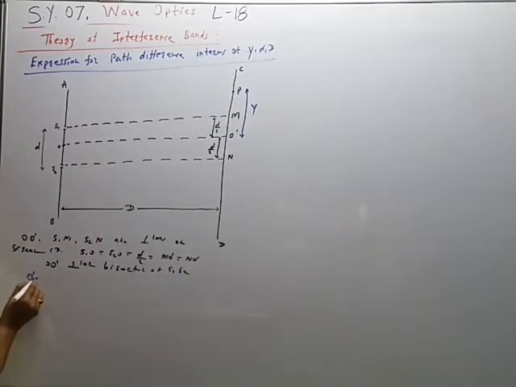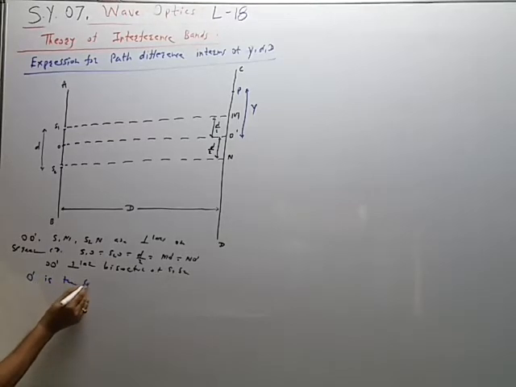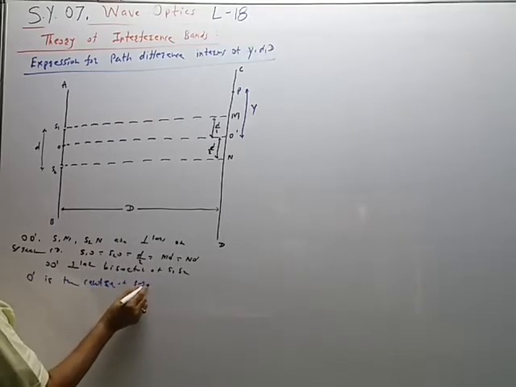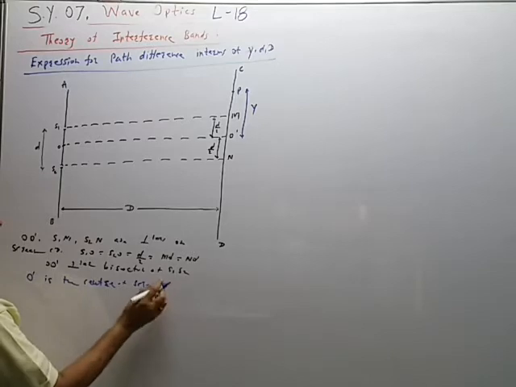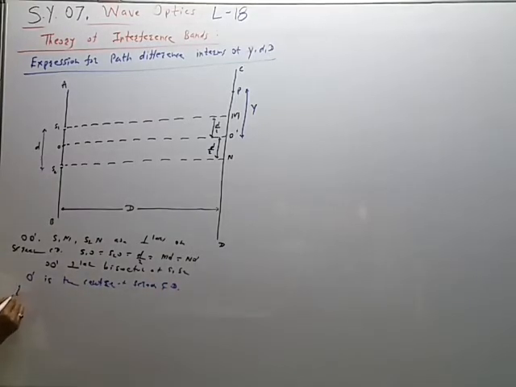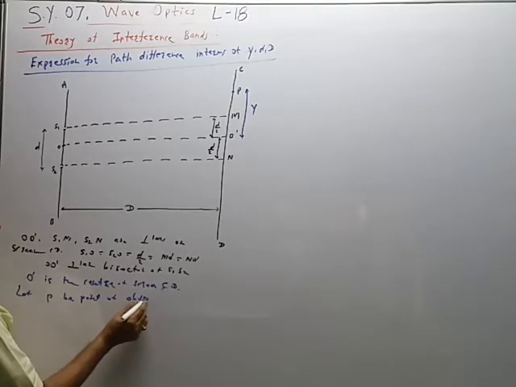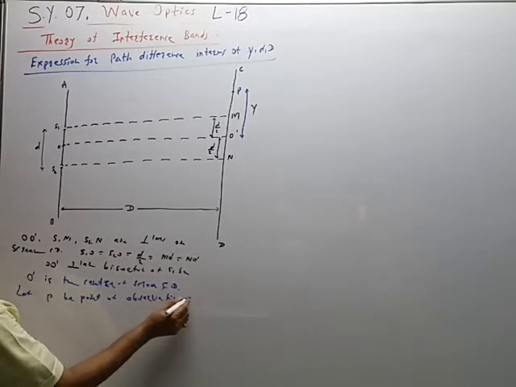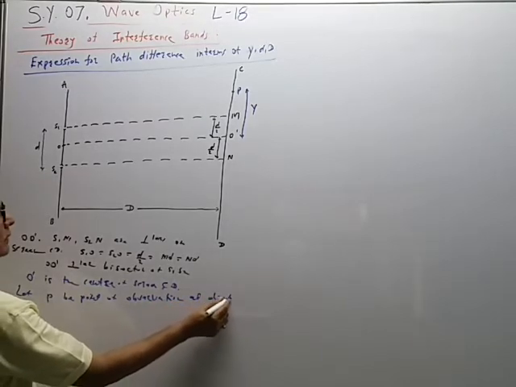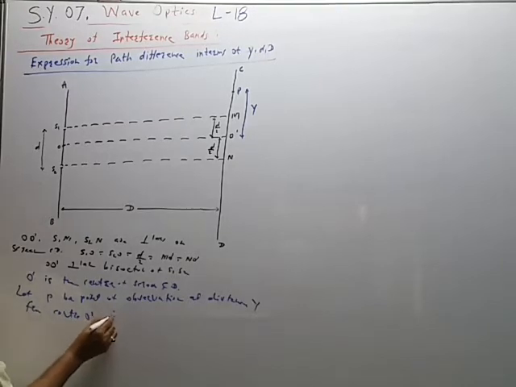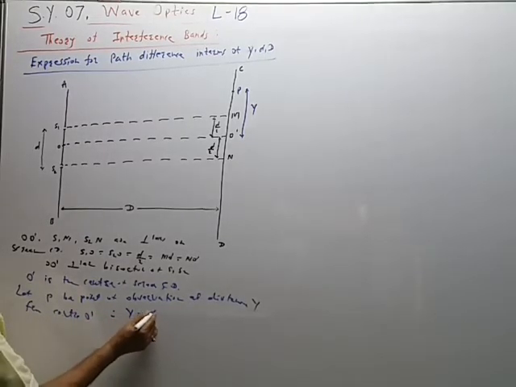O' is the center of the screen CD. Let P be the point of observation at distance y from center O'. Therefore, y is equal to O'P.